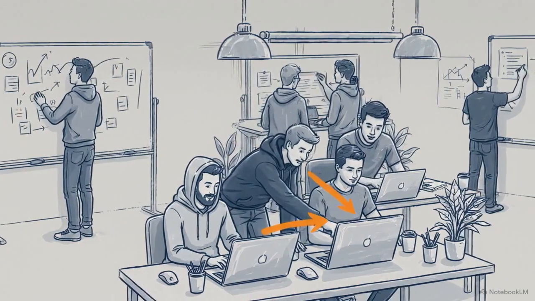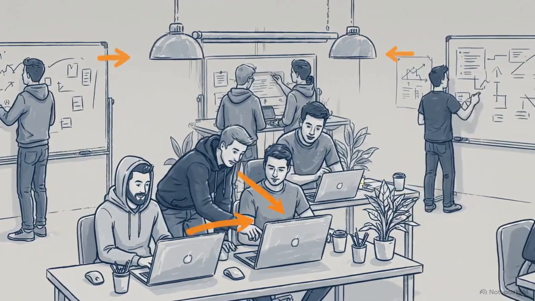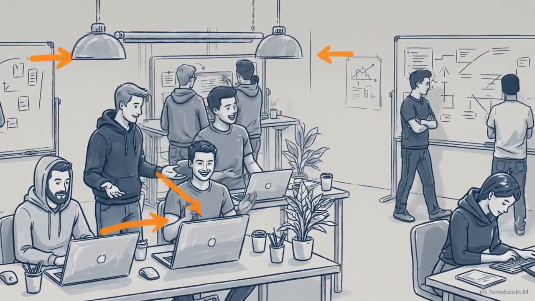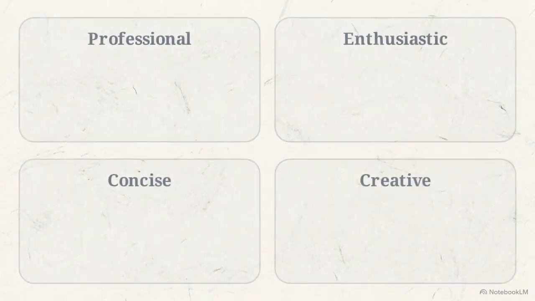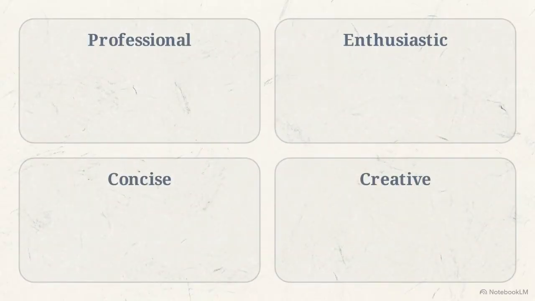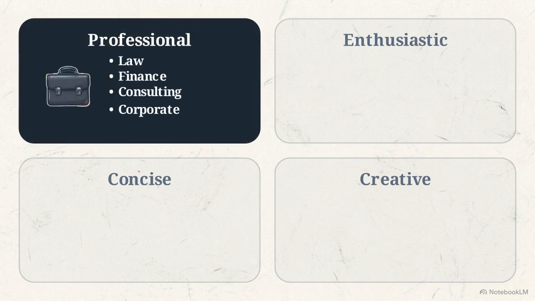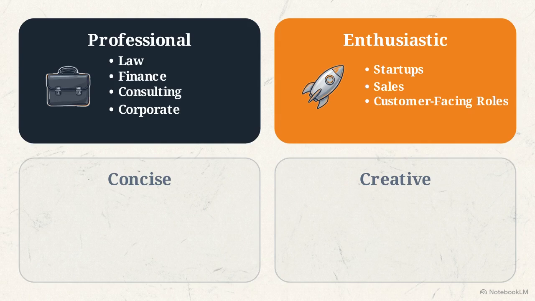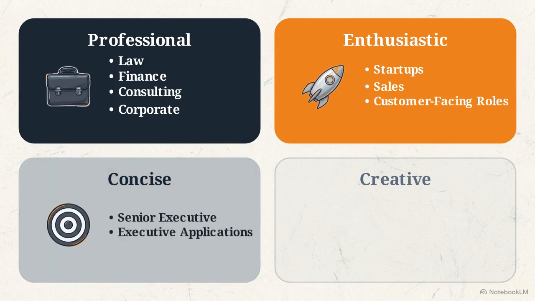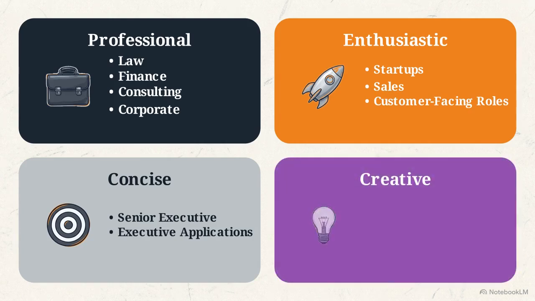Every company has a distinct way they communicate. This is their cultural scent, and matching it is just as important as your factual qualifications. The ToolStack generator offers 4 modes to match this vibe. Professional uses the formal vocabulary expected in law, finance, or consulting, while enthusiastic creates a high-energy narrative suited for startups or sales roles. For executive positions, the concise mode focuses on high-level impact. For design or media roles, creative allows for a more expressive and unique opening hook.